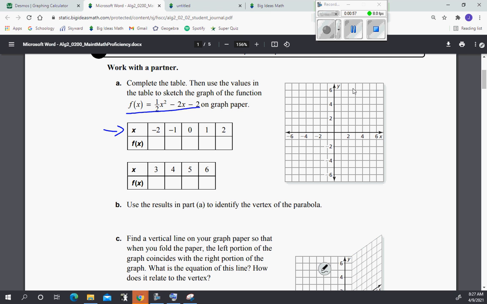When x is 0 in our function, we get 1/2 times 0 squared minus 2 times 0 minus 2. Right? This whole thing becomes 0, this thing becomes 0, we get -2. So when x is 0, f of x is at -2. So we're going to go with (0, -2). We'll use a red pen here, (0, -2). There we go.